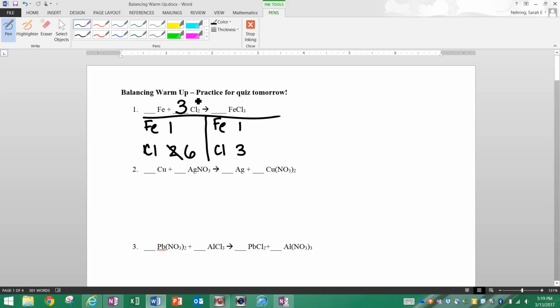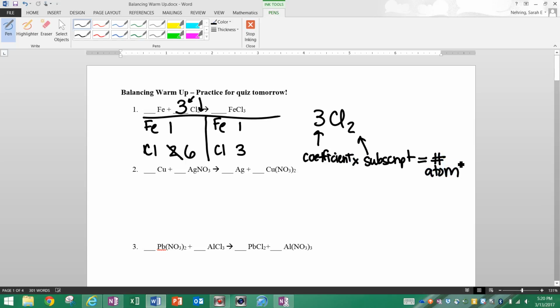What you do is you multiply this number, that's called the coefficient. Let me label this over here. This is called the coefficient, and then this number right here is the subscript. The coefficient times the subscript tells you how many of that atom you have. So 3 times 2 gives me 6 chlorine atoms. So I want 6 over here, so I want this to be a 2. Now I've got 2 times 3, I've got 6 chlorine atoms.